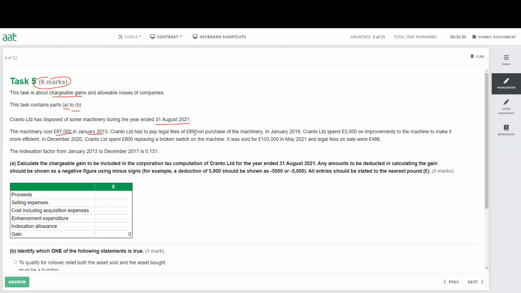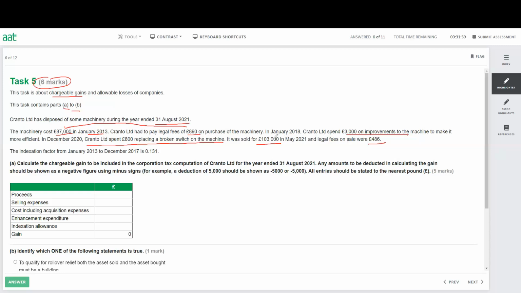C Limited had to pay a legal fee of 890. Remember, if you buy something and you have to pay the legal fee, it will be added to that. So 87,000 plus 890 will be the acquisition cost on purchase of the machinery. In January 2018, C Limited spent 3,000 on improvement to the machine to make it more efficient. So 3,000 is the improvement expenditure. This is also capital expenditure. It is allowable. In December 2020, C Limited spent 800 replacing a broken switch on the machine. So this is a revenue expenditure. Revenue expenditure, we cannot take it. You have to ignore that. It was sold for 103 and the legal fee was 486. So we need to see how much you sold it for.